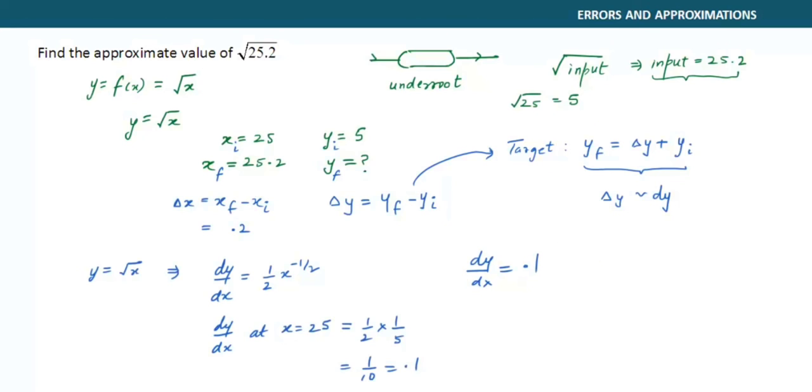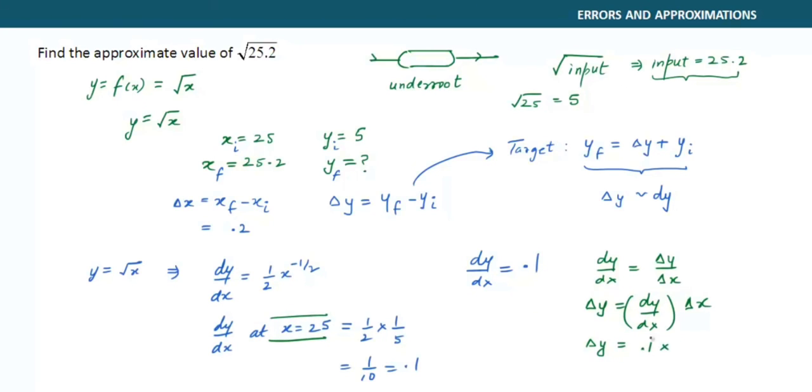We already know that dy by dx is nothing but delta y by delta x, or in other words, delta y is equal to dy by dx into delta x. Can you figure out the delta y component here? You have already found dy by dx at x equal to 25, which comes out to be 0.1, and delta x, the change you made in the value of x, is 0.2. So delta y is 0.1 times 0.2.